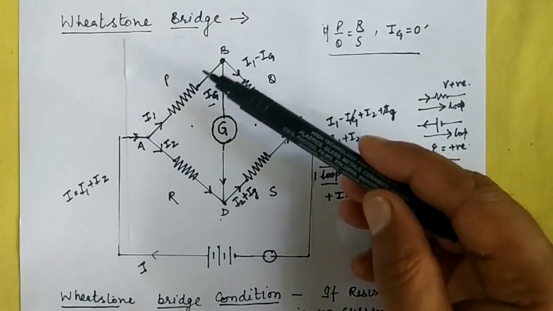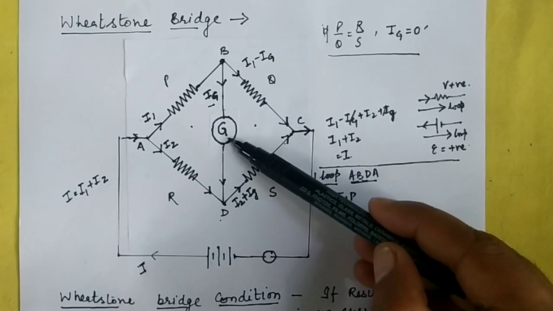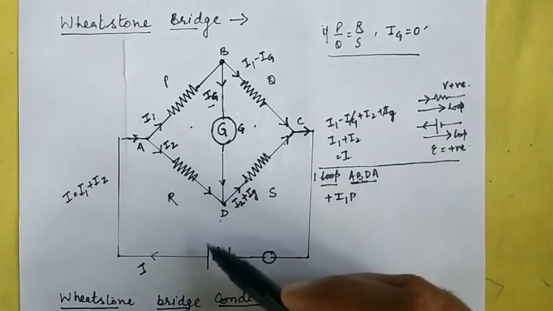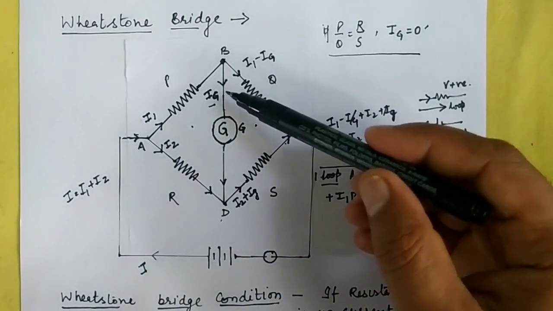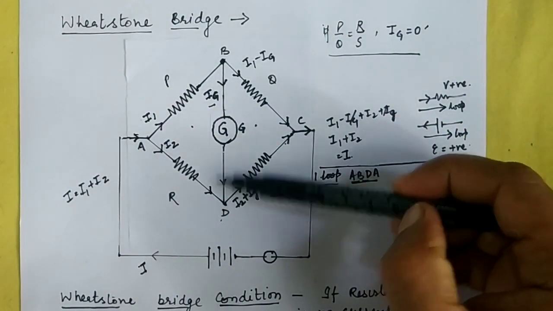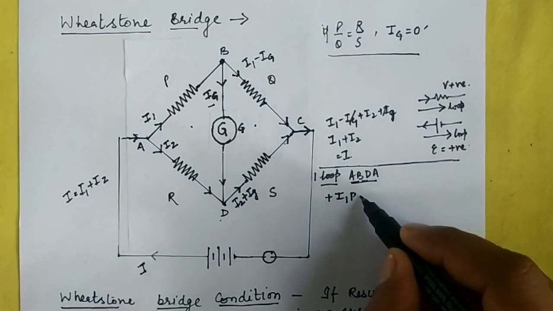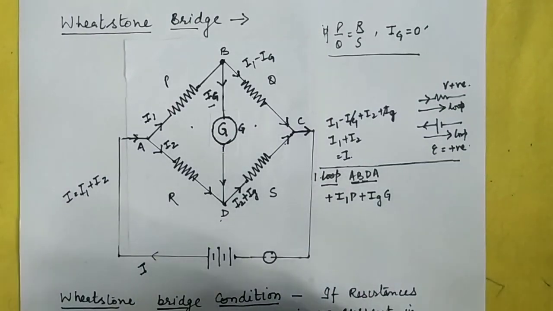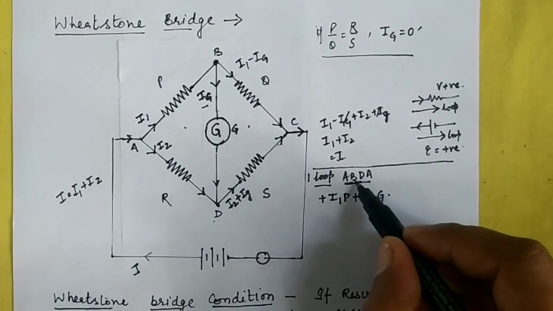Now B to D. So B to D, I have only a galvanometer. I suppose the galvanometer resistance is capital G. I have taken its resistance as capital G. So what will it be then? See here, again I want to know the sign. The loop is moving from B to D and the direction of current is also in the same direction, so it is taken as positive. So positive IG into capital G, that is the resistance of the galvanometer. So this B to D part is also done.